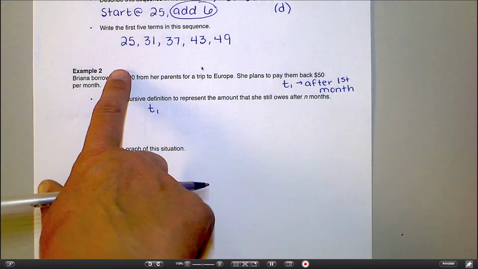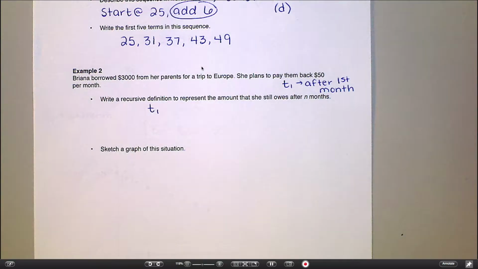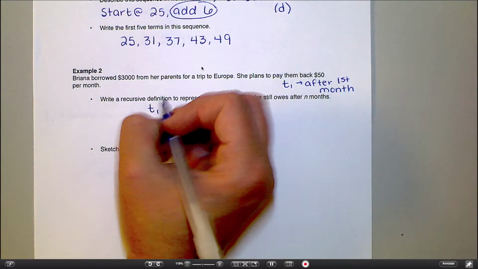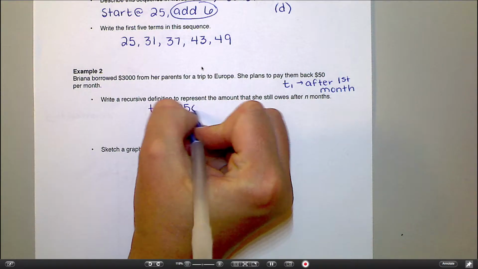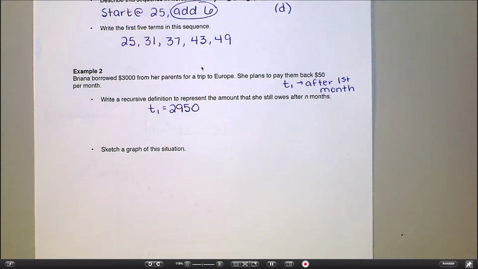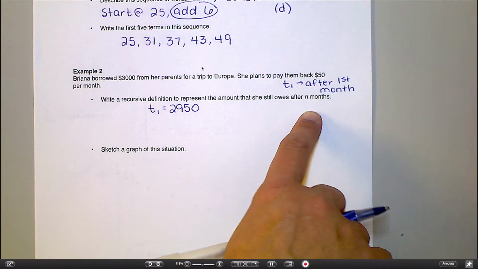After the first month, do I still owe $3,000? What do I owe? There we go, $2,950. So when I go to write T1, I want to make sure that I'm not using that $3,000, that I'm using what she actually owes after the first month. And sometimes you have to make that adjustment, sometimes you don't. It totally just depends on the way the problem is worded. I don't have a hard and fast rule for you for when you have to do that and when you don't. I would just always think back to what T1 should represent, the way my problem is worded.